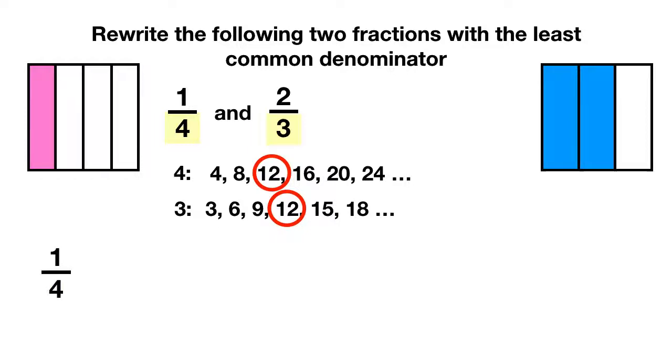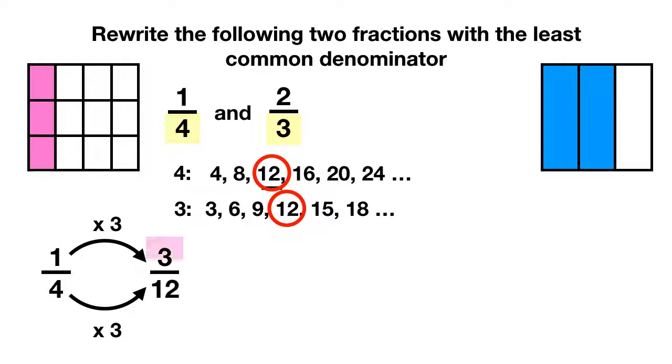So 1/4 needs to be changed into a fraction out of 12. To do this, you can multiply 4 times 1, 2, 3. And then you take your 1 and multiply it by 3. 1/4 is equal to 3/12.